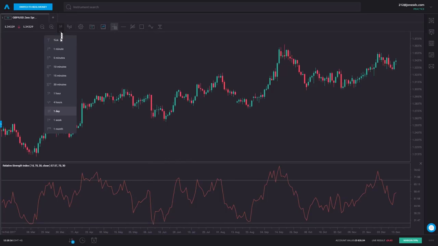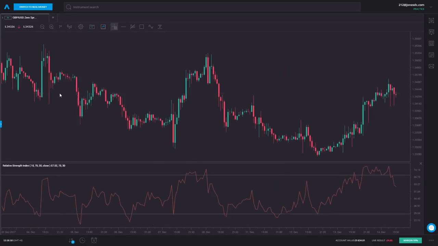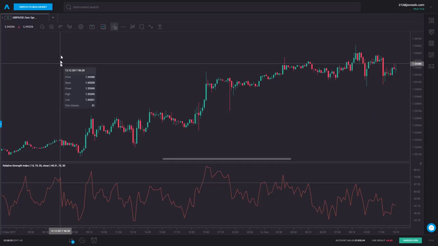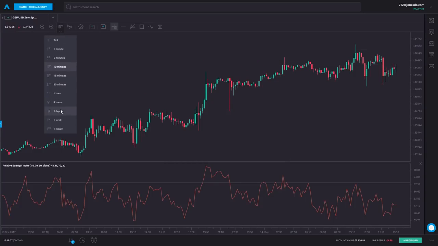Now, if I change this to an hourly chart, my RSI is still there, of course, but now, rather than looking at the last 10 days, it's looking at the last 10 hours of price. So we have a much choppier RSI. Obviously if you change the period of the chart, you're going to get different signals because you're looking at different price data. Let's go back to a daily chart for now.